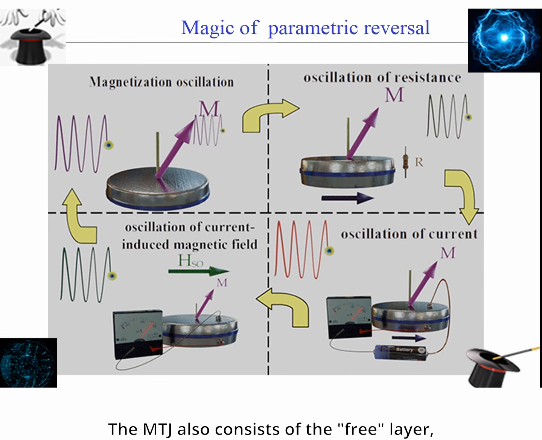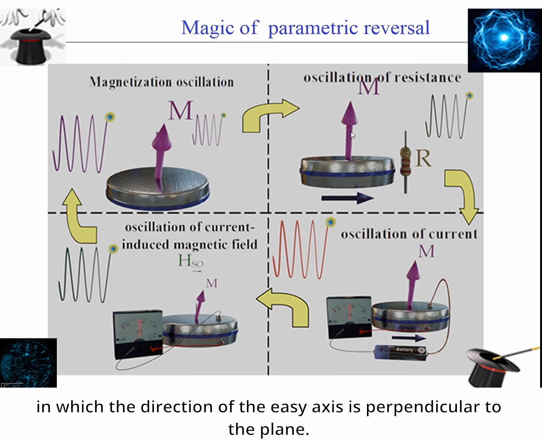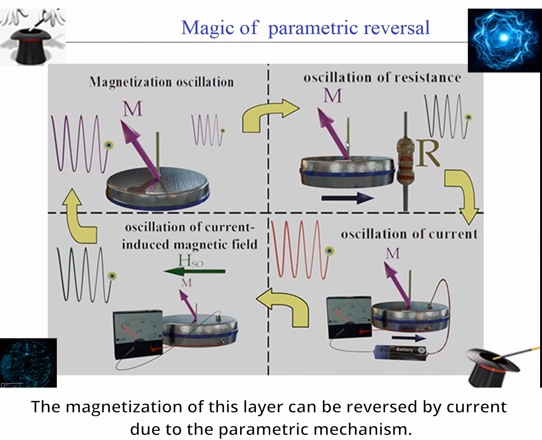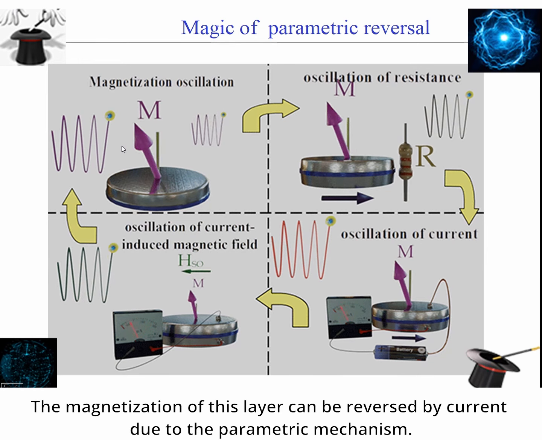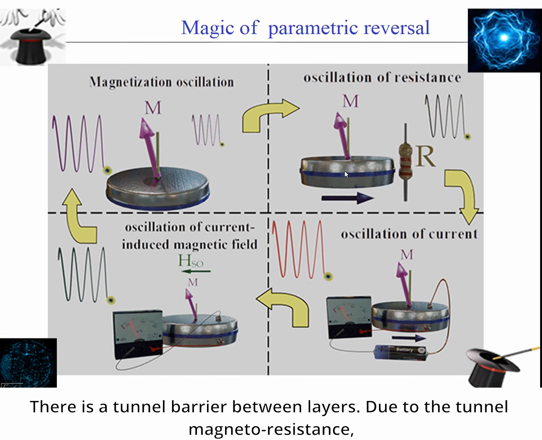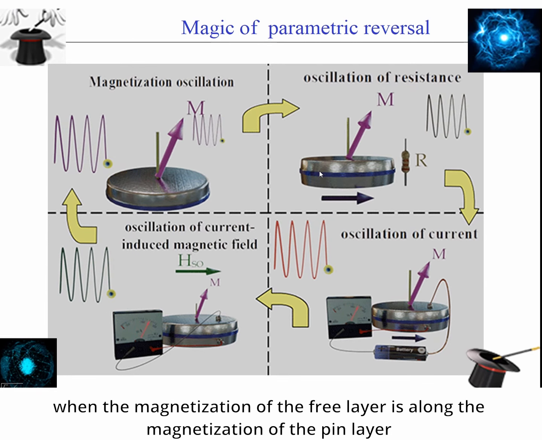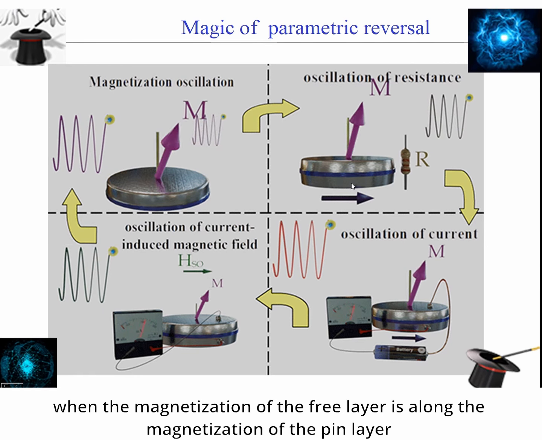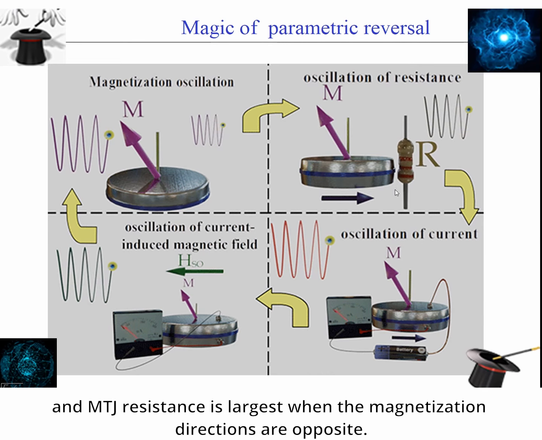The MTJ also consists of free layer in which the direction of easy axis is perpendicular to plane. The magnetization of this layer can be reversed by current due to this parametric mechanism. There is a tunnel barrier between layers, giving the tunnel magnetoresistance. The MTJ resistance is smallest when the magnetization of free layer is along the magnetization of pin layer, and MTJ resistance is largest when the magnetization directions are opposite.